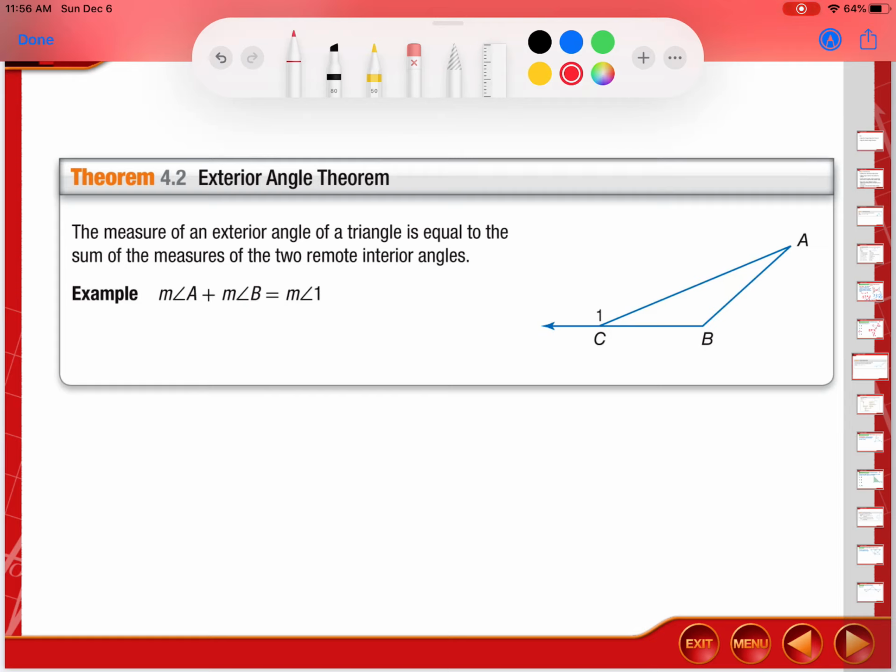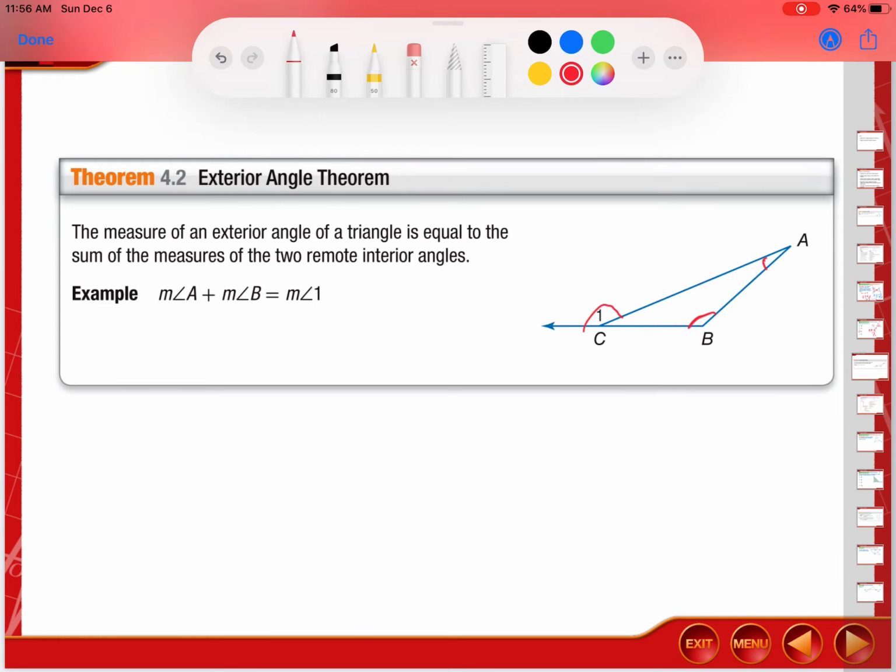Alright, so exterior angle theorem, what that says is a measure of an exterior angle of a triangle is equal to the sum of the measures of the 2 remote interior angles. So in this example, what that would say is angle 1 equals angle A plus angle B.